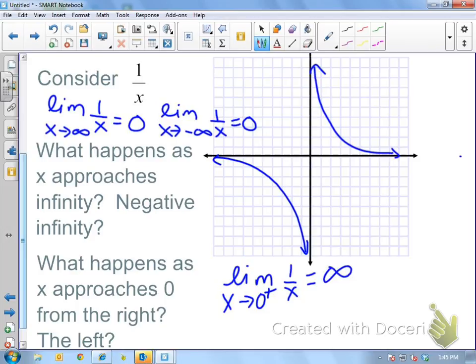So our limits can equal infinity. Remember, infinity is not a number. It's the concept of getting bigger forever. What if I approach 0 from the left? Negative infinity.